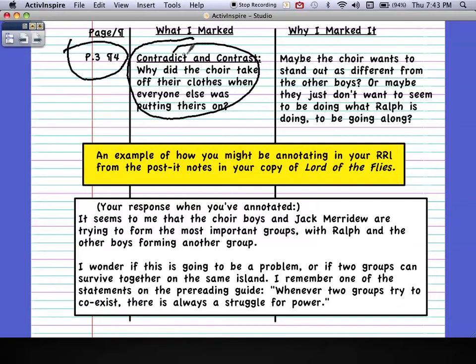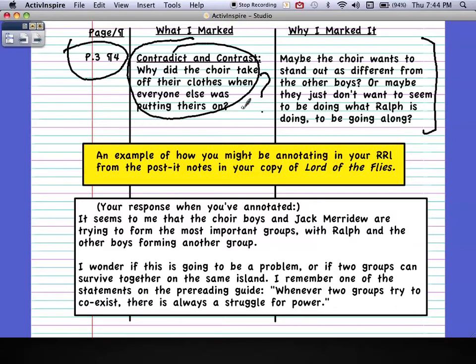I found a contradiction and a contrast. And the question that came from that contradiction and contrast is, why did the choir take off their clothes when everyone else was putting theirs on? And here are some possible answers to that question. Maybe the choir wants to stand out as different from the other boys. Or maybe they just don't want to seem to be doing what Ralph is doing, to kind of be looking like they're going along with everybody else, but that they can think on their own. So then I think to myself, what is this setting up?